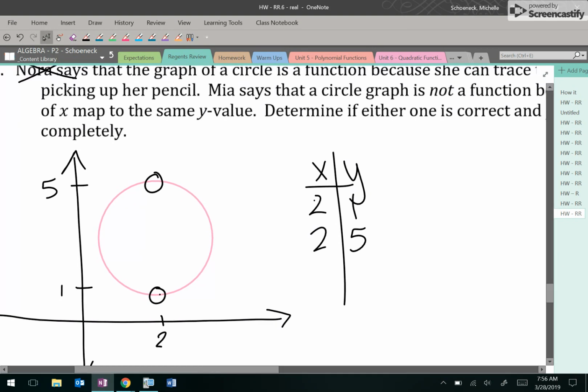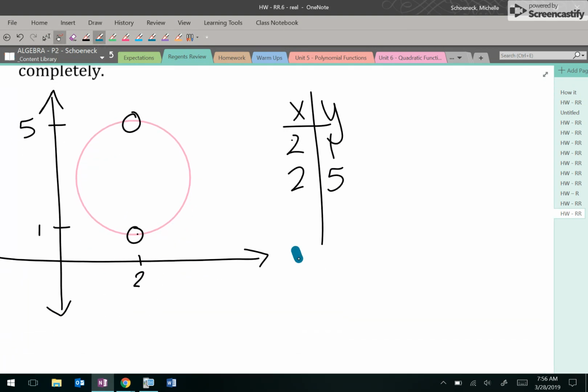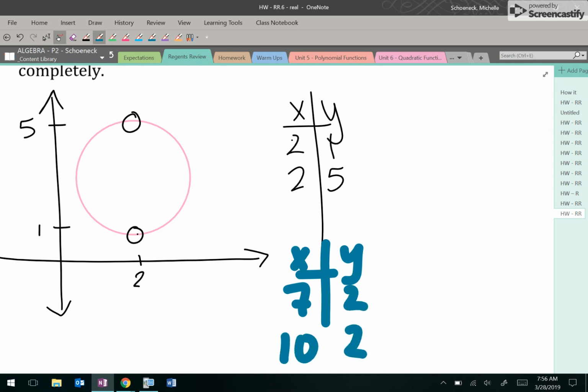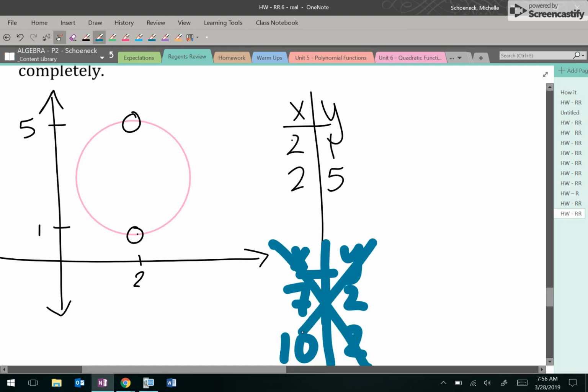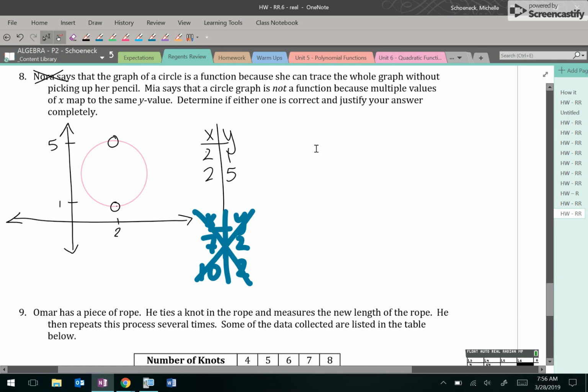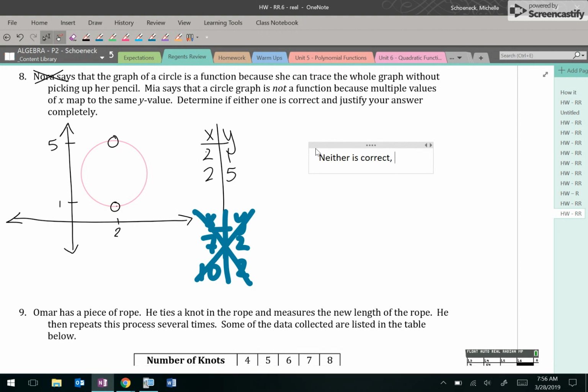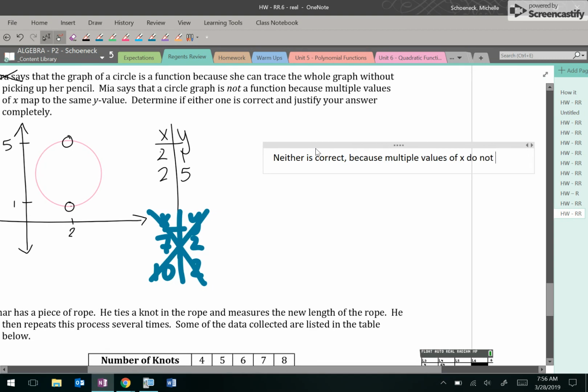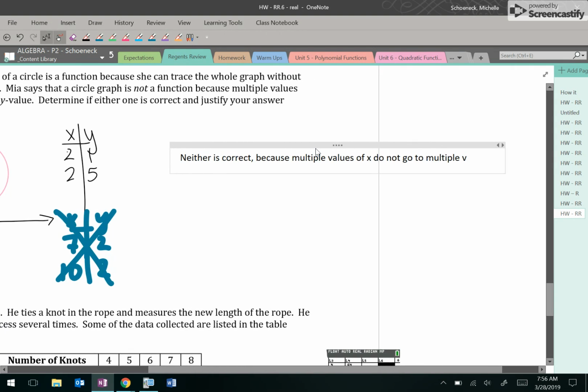She's saying that if I have x is 7 and x is 10, that they each go to a y value of the same number. That's not what we have here. So actually, neither of these are correct. All right, so let's go ahead and say neither is correct because multiple values of x do not go to multiple or the same value of y.